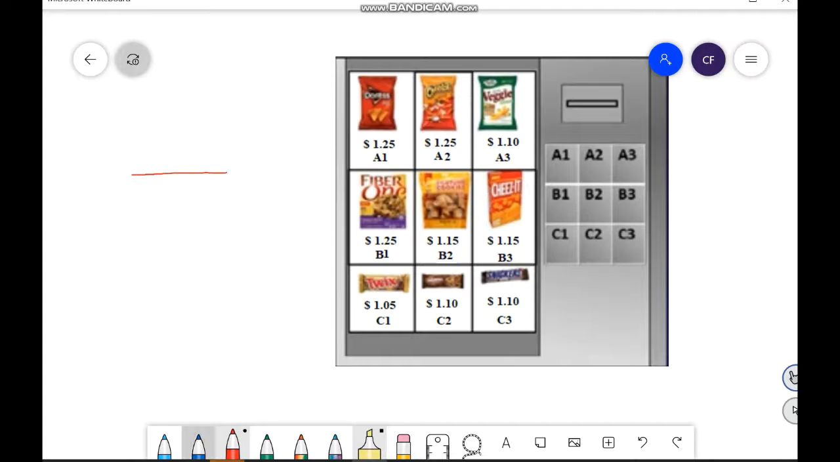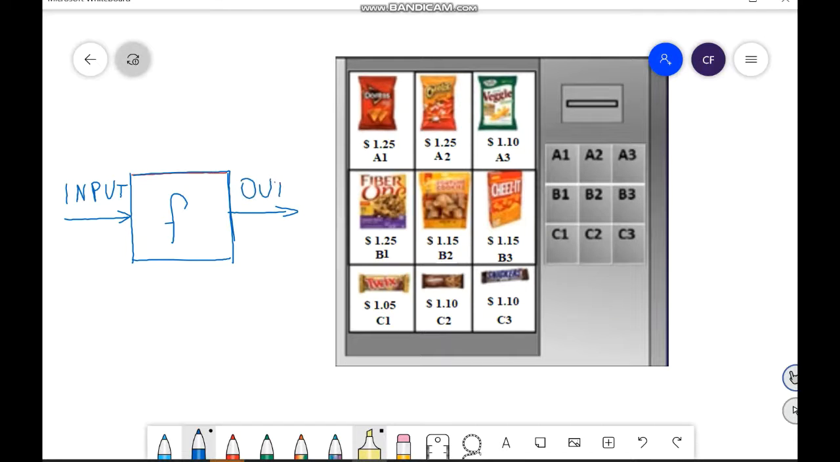Because a function is a box. Function we can think as a box. This is a function. We're going to have one input and one output. You have lots of machines that work like this, like the calculator, like the computer, like lots of machines that have one input will result in only one output. Okay, and this is the case. You have one X, only one Y. You have one button for one snack.